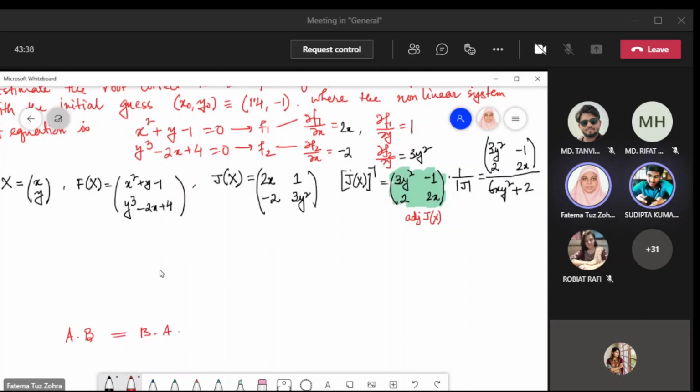Please be careful about the placement of the matrices, because A into B is not equal to B into A. So first of all, I have x naught. x naught is given as 1.4 and minus 1. I need to find x1. x1 should be equal to x naught minus the inverse of J(x naught) into F(x naught).